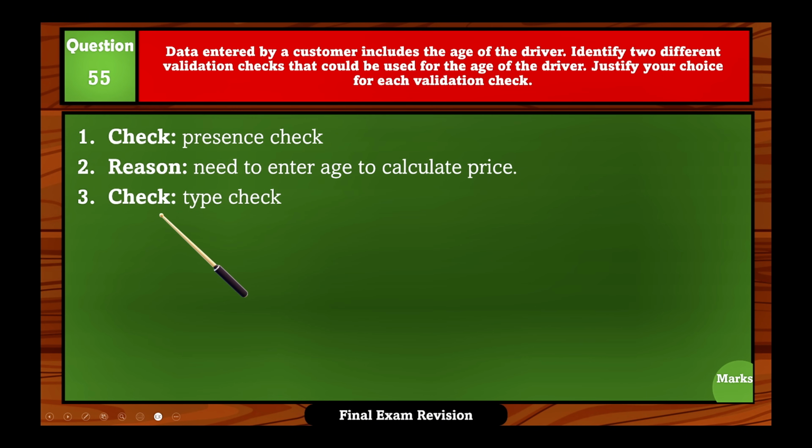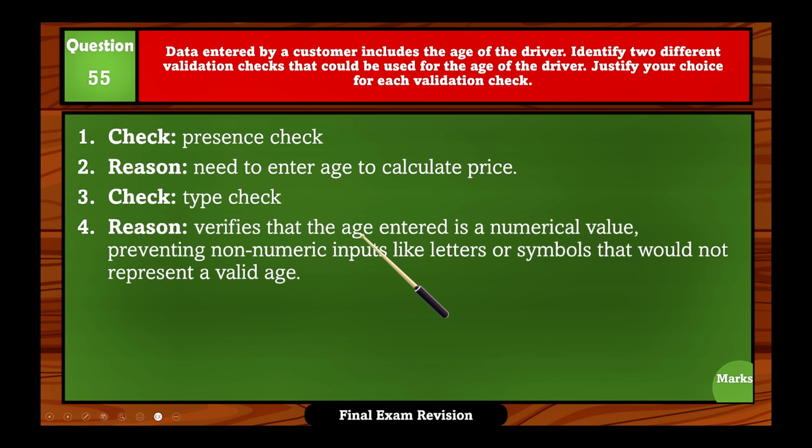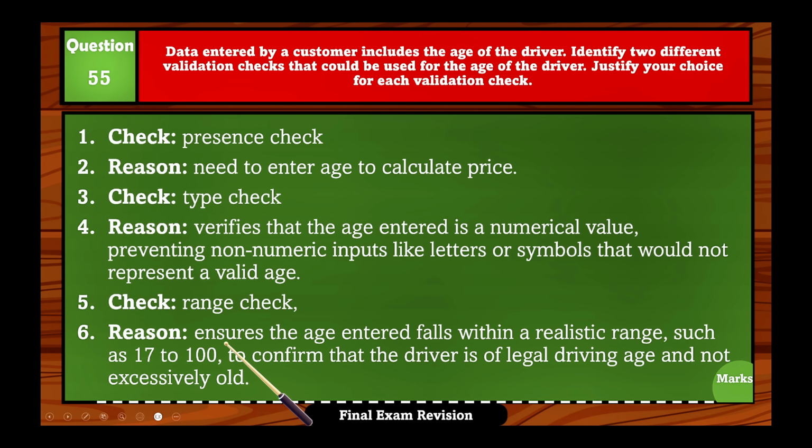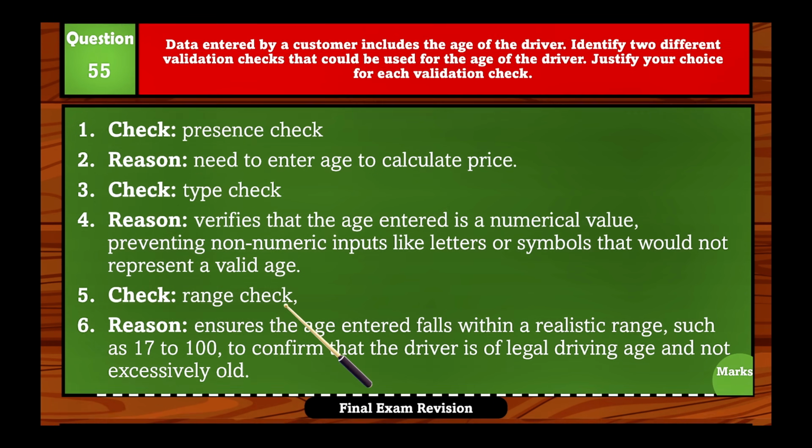And then you can use a type check. The reason is it verifies that the age entered is a numerical value, preventing non-numerical inputs like letters or symbols that would not represent a valid age. Then you can also use the range check. The reason is to ensure the age entered falls within a realistic range, such as 17 to 100, to confirm that the driver is of a legal driving age and not excessively old.